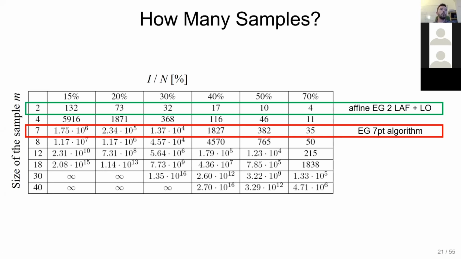Then for low inlier ratios, the speed up is enormous because both approaches have the same number of inliers. But instead of sampling 7 tuples, you are sampling just pairs. So the potential gain here is large.